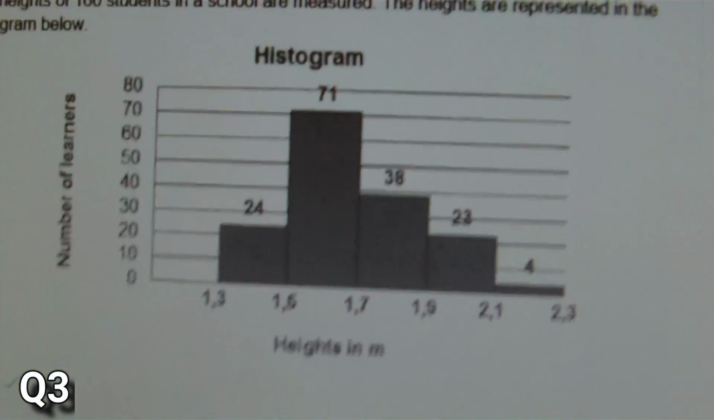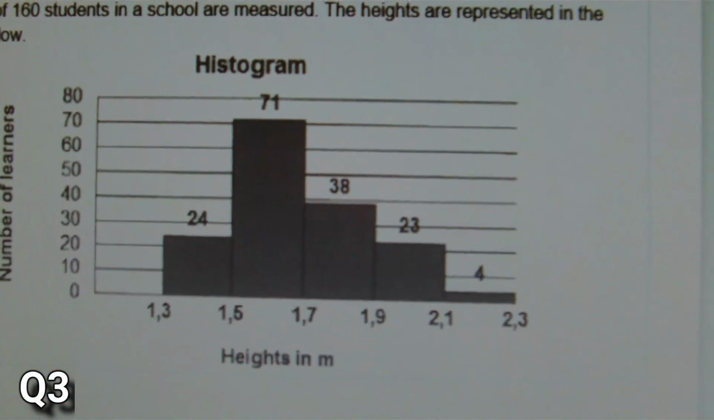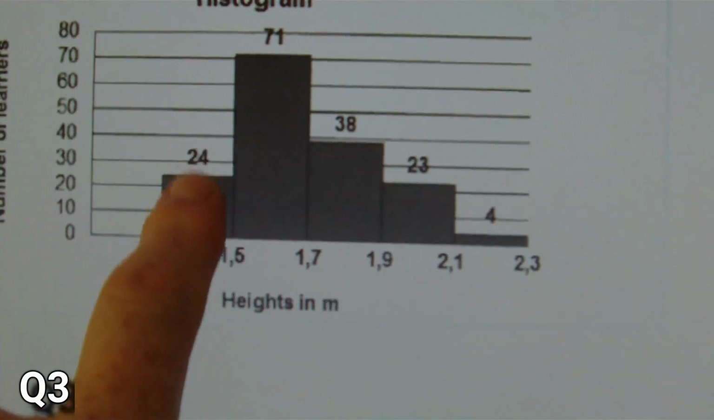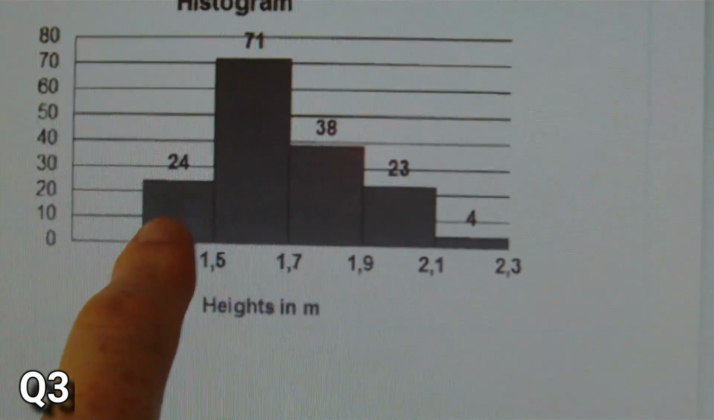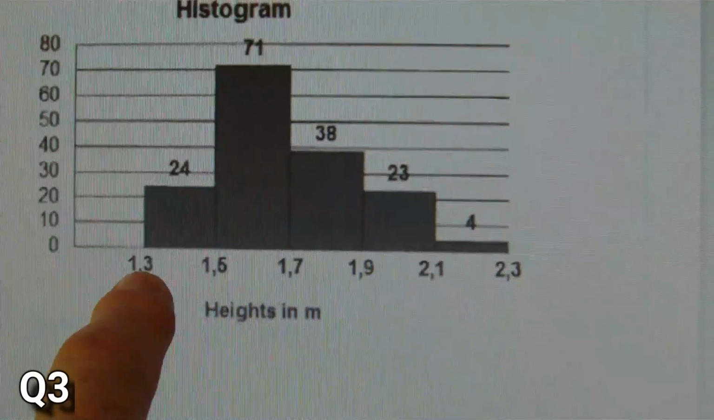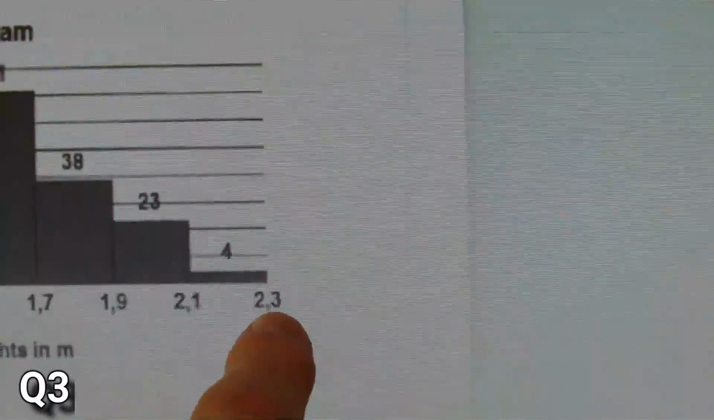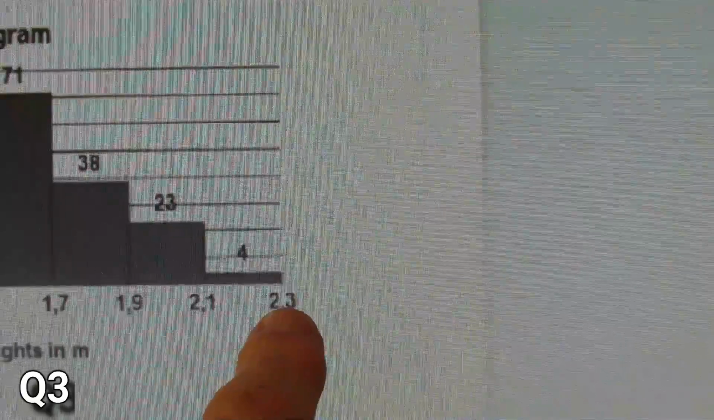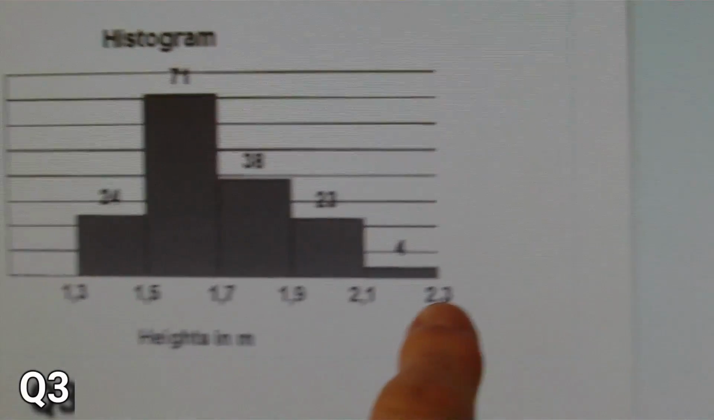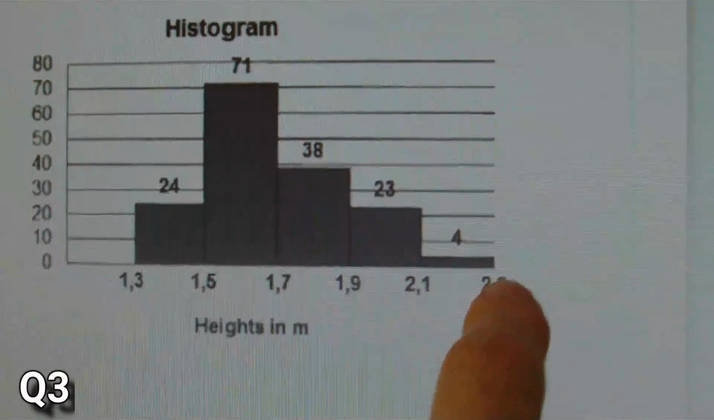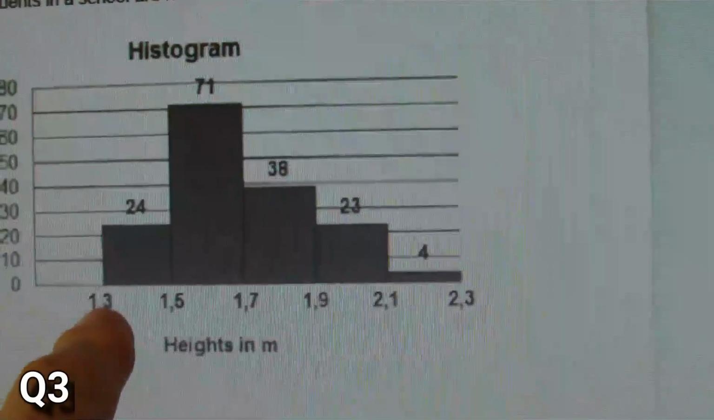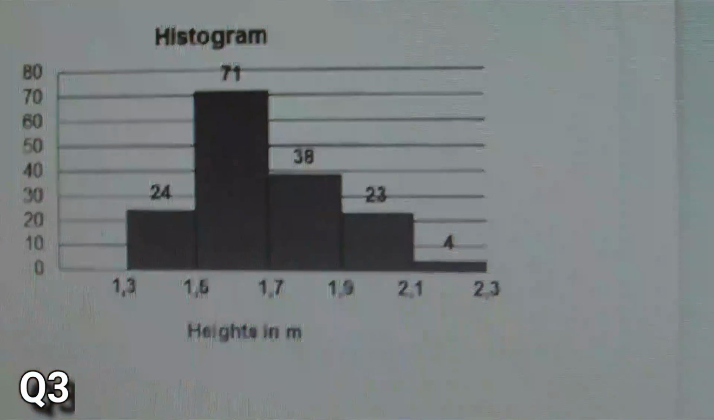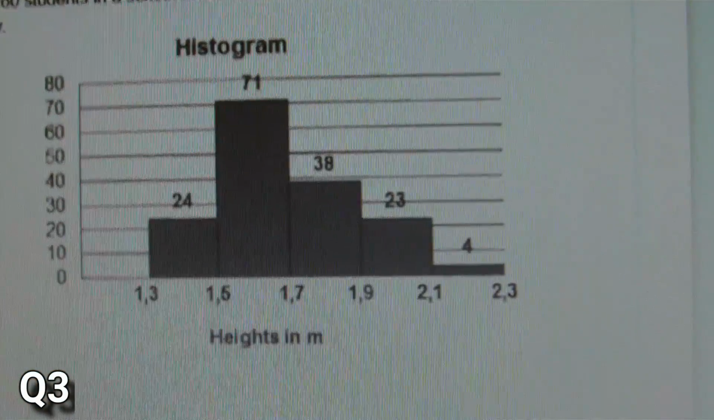Alright, so for a maximum possible range, we're going to assume that one of those 24 was the lowest here at 1.3. And of these tall people, yeah, we're going to assume that one of them was 2.3 meters. All right, so that would mean our maximum possible range will be 2.3 minus 1.3, which gives you a height of 1.